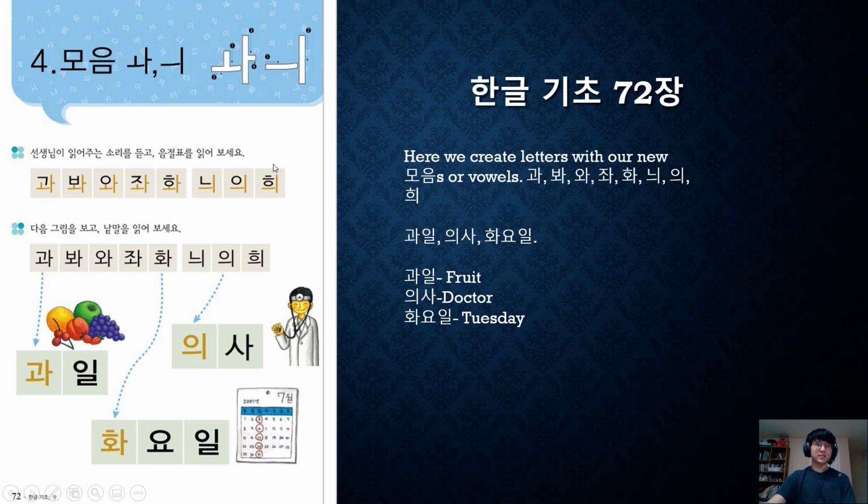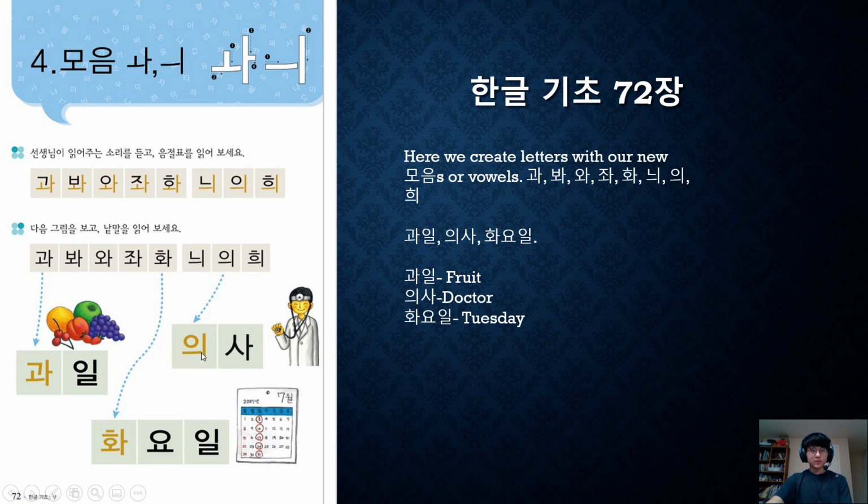자, let's look at the next section. 다음 그림을 보고 낱말을 읽어보세요. So now we're using these letters and putting them into words. We're going to look at a couple of words that have these letters. We add 과 to 일, and then 리을 받침. 과일. 과일 is, of course, fruit.